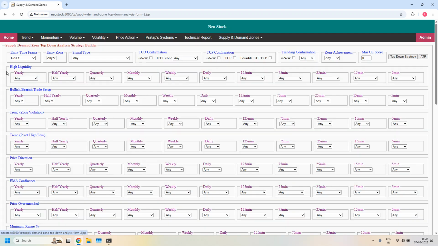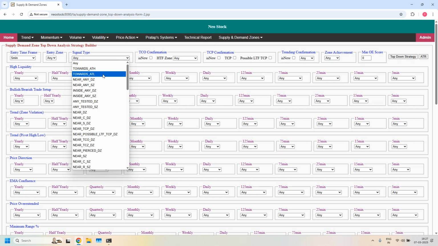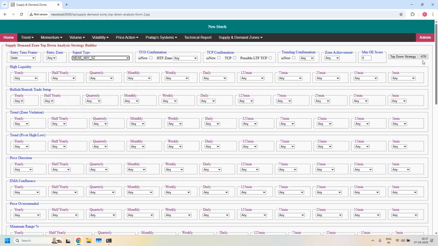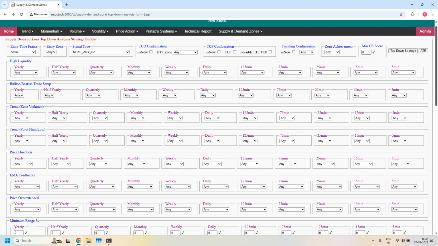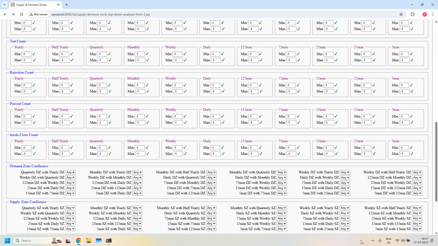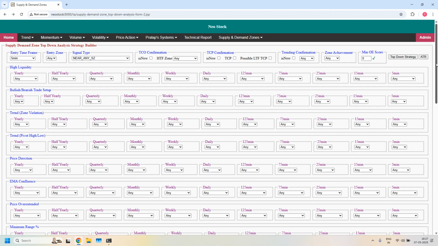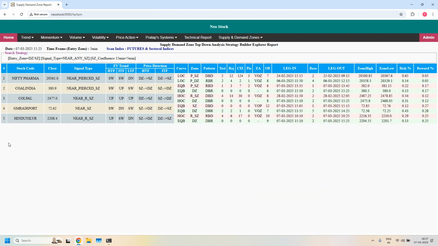Okay, next, for 5 minutes time frame, stocks near 5 minutes supply zone, we got 8 stocks. Now let's verify out of these 8 how many 5-minute supply zones are having ITF supply zone Confluence. That is 5-minute supply zone with 15-minute supply zone Confluence. With this filter, we got 5 stocks.